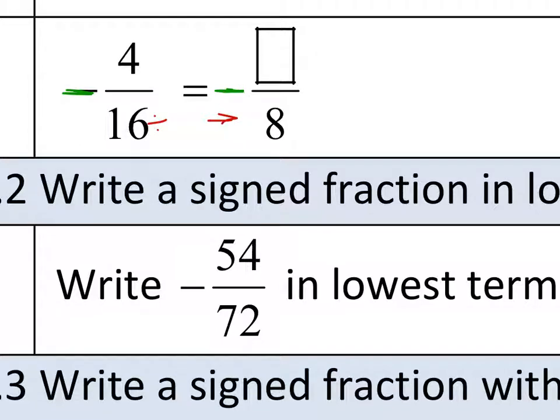So to make a 16 an 8, I would divide it by 2. Now that's how we get the 8, so that's how I should get the numerator there. So I take the 4 and divide it by 2 to get a 2. Now this could be simplified, but that's not really what it's asking for. The 2 is really the answer we want.